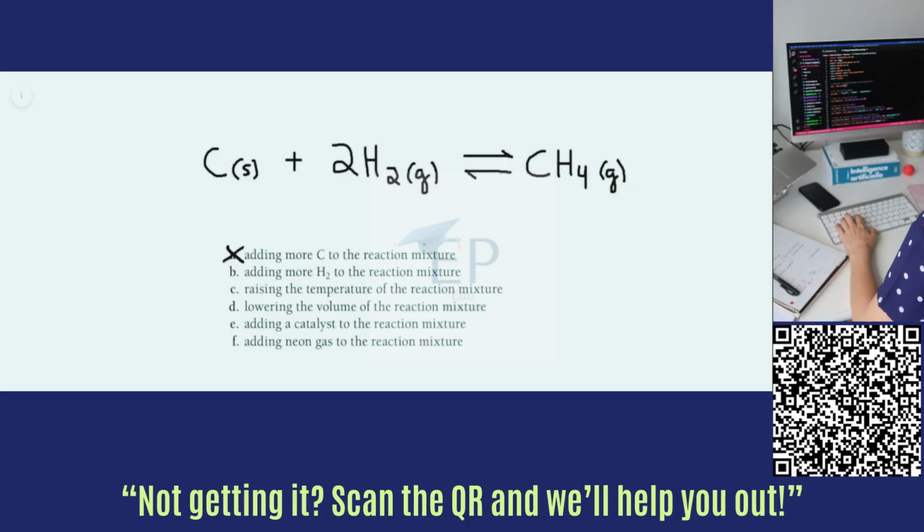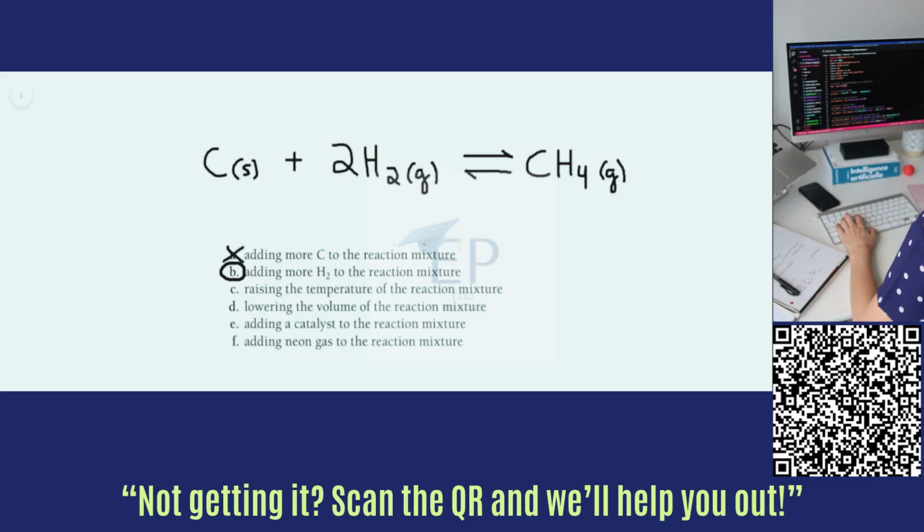B, adding more H2 to the reaction mixture. Now, H2 is a gas, so this would change equilibrium. And since H2 is one of the reactants, if you add more reactants, you're going to shift the reaction to the opposite side. You're going to want to make this reaction make more product to balance back out. So adding more H2 would in fact shift the reaction towards products or towards CH4. So B would be a disturbance that favors CH4.